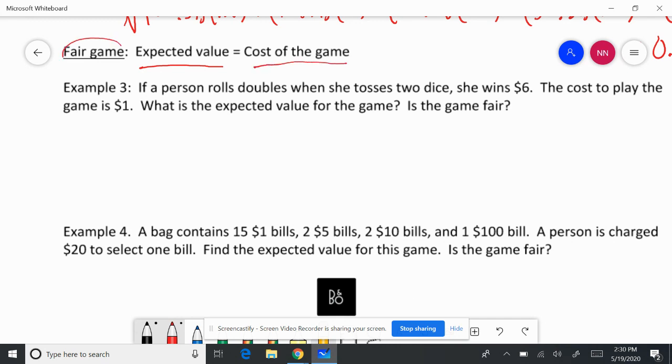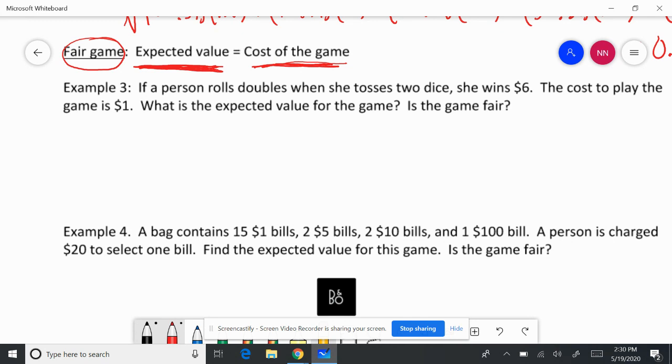A fair game is whenever the expected value, or the mean amount of money that you're supposed to get from the game, and the cost of the game are the same. If the expected value is more than the cost of the game, that's a game worth playing. It means you're more likely to win than lose. If the cost of the game is greater than the expected value, then that's probably a game that you don't want to play. It means you're more likely to lose.